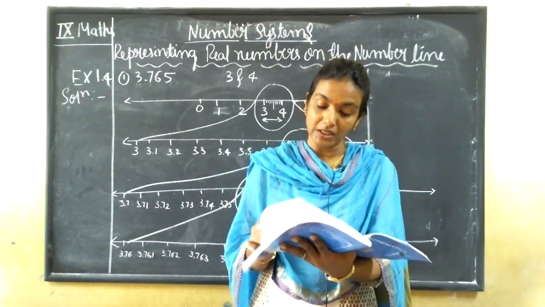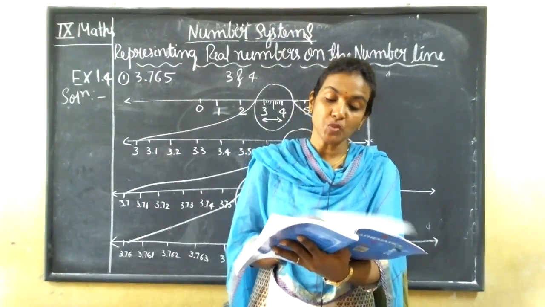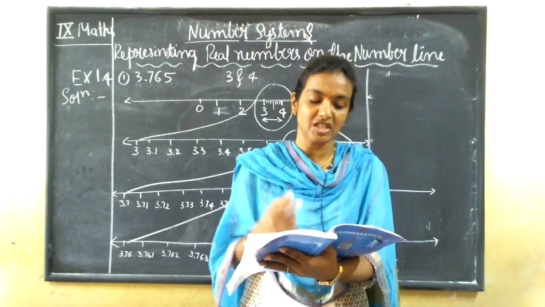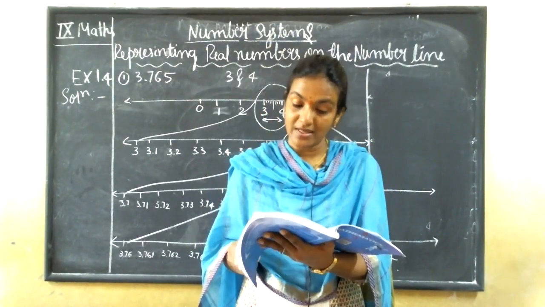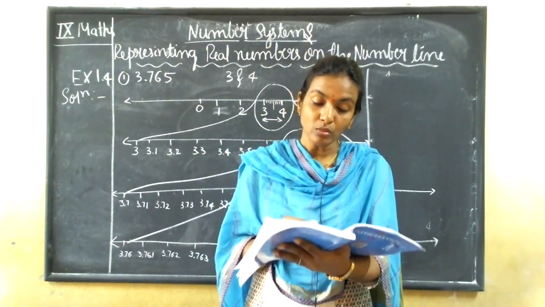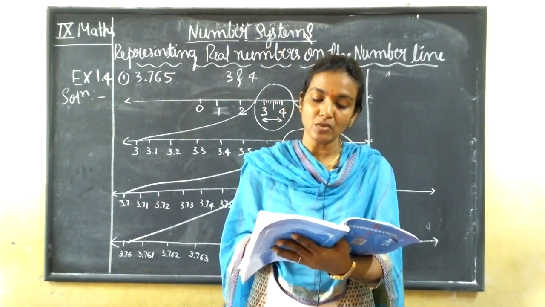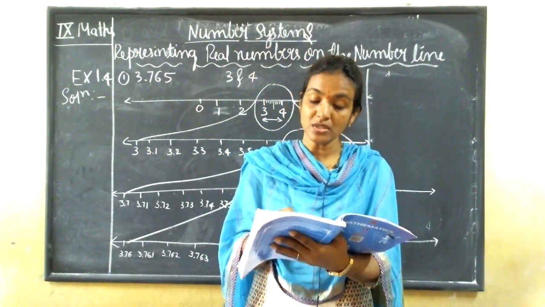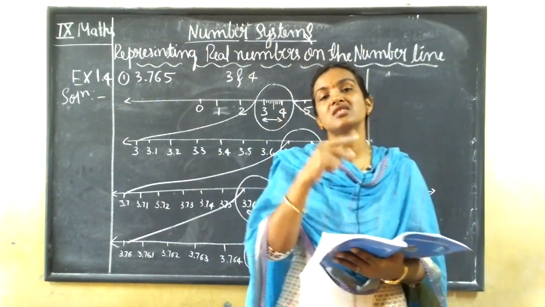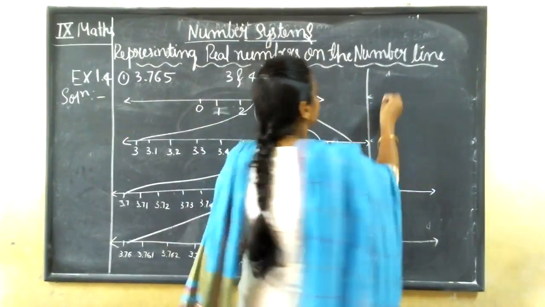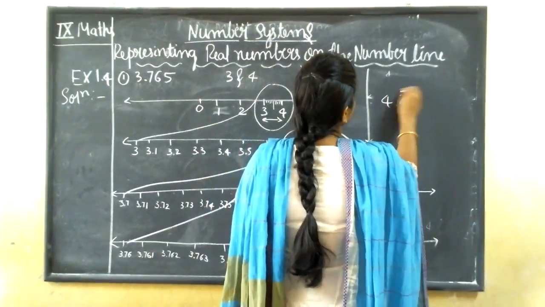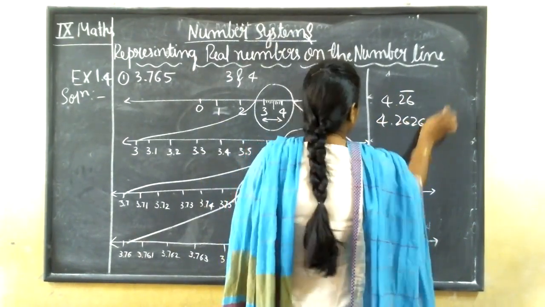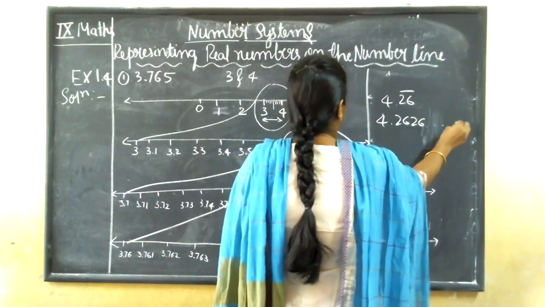In the textbook also one example is there that you can do very easily, that is 2.665. Do it yourself. Clear? And one more in the exercise part, that is visualize 4.26 bar. It means here 26 is going to repeat. We are going to get 4.262626 like this. Just take only 4 digits, that is enough.